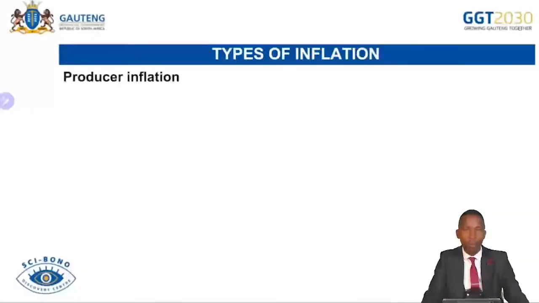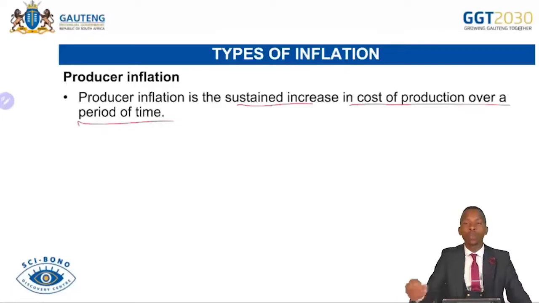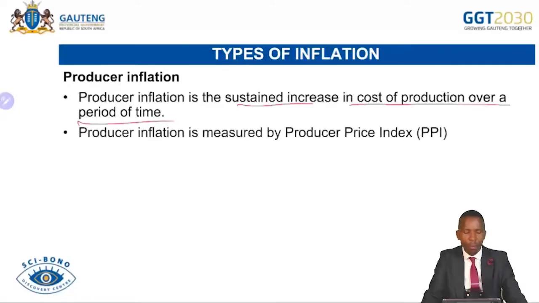We continue with the types of inflation, the producer inflation. In this case, we talk about the sustained increase in the cost of production over a period of time. Remember, this one mainly affects producers, but in the long term, it affects consumers because the cost of production always has an effect on the price of the product within the market, which means that the increase in the cost of production within the manufacturing sector has an effect on the market price that will be charged on that particular product. Producer inflation is measured by the PPI, which is the Producer Price Index.